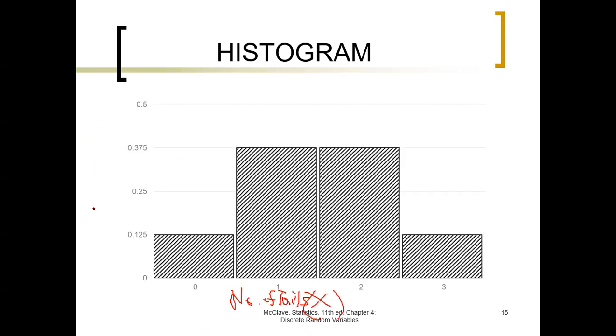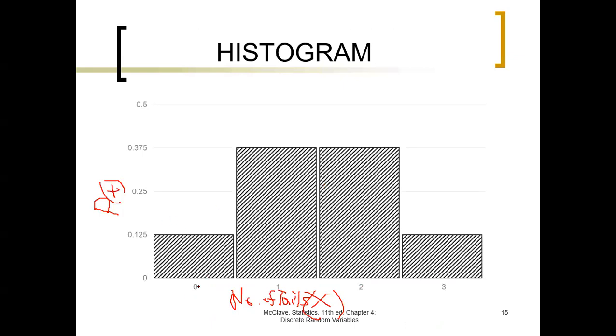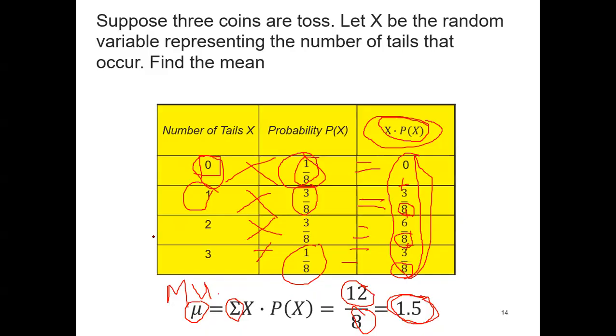Okay, here naman is the probability of x. Okay. So, for the number of tails, we have here 0. And its probability is 1 over 8. So, as we can see here, this is our number of tails. And the probability is 1 over 8. 1 divided by 8 is equal to 0.125. Okay, next is 1. Its probability is 3 over 8.